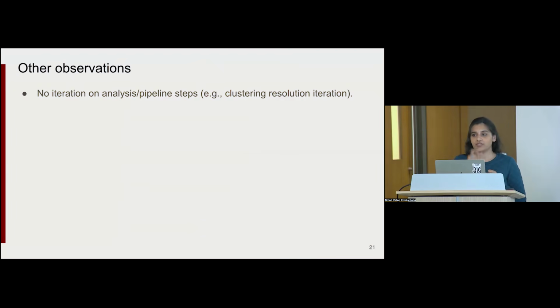There was only iteration on, is this cell type or is this not the cell type? Once it had done the clustering, it would never go back and redo maybe the resolution of clustering. It would never redo any of the quality control or anything.